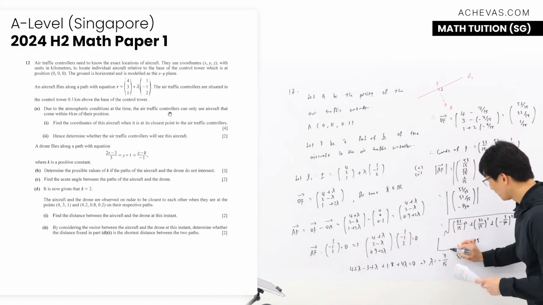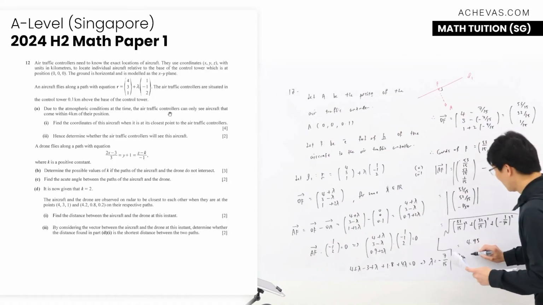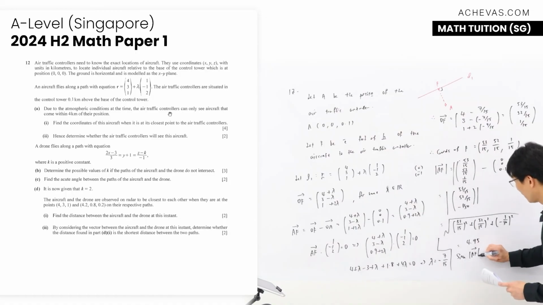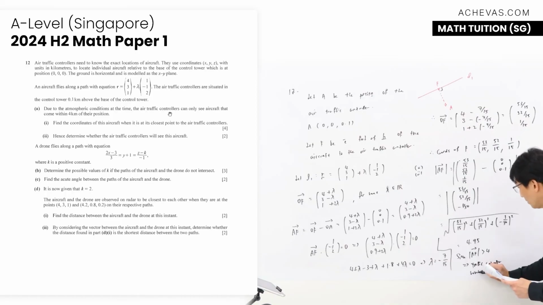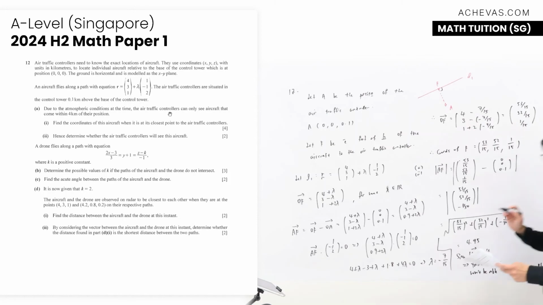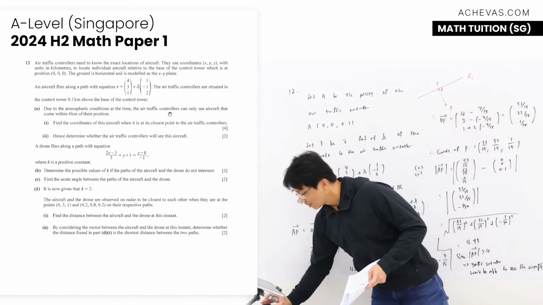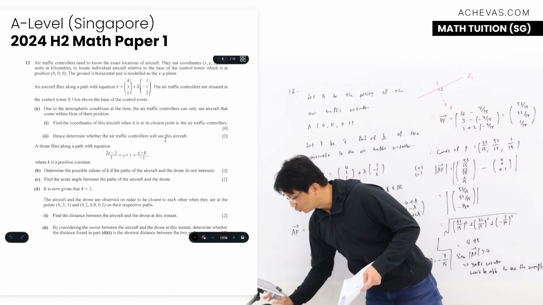So since modulus of AF is greater than 4, the air traffic controller won't be able to see the aircraft. Okay, this will be my answer for my part 2.